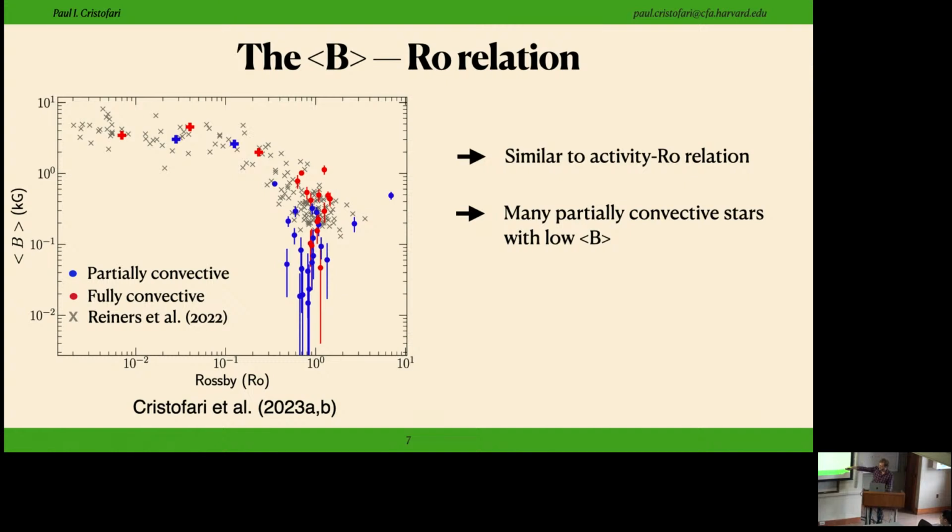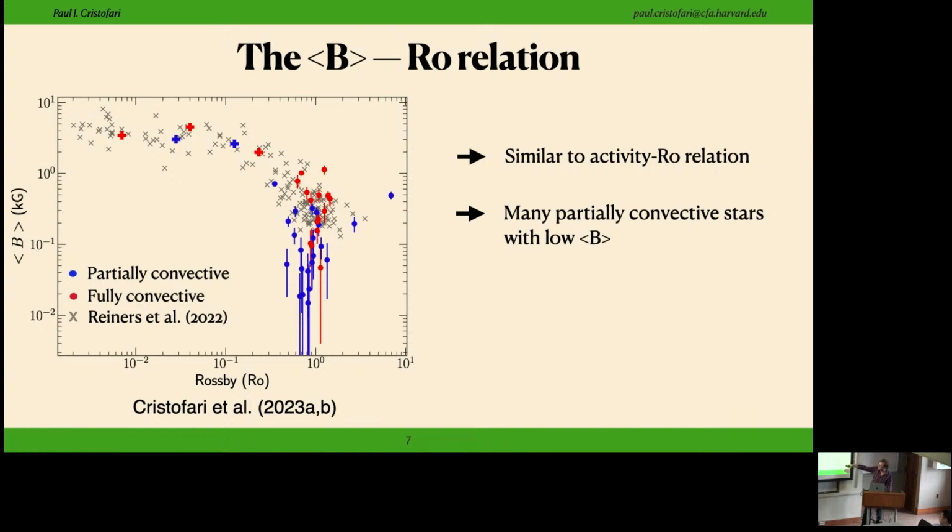Now the Rossby number is this ratio between the rotation of the star and the convective turnover time. So the idea is if you increase the Rossby number, you increase rotation periods. And empirically, people had noticed that activity scales with rotation in stars. And in particular, it produces this saturated dynamo regime, where you can see that you have sort of a constant magnetic field independently from the Rossby number.